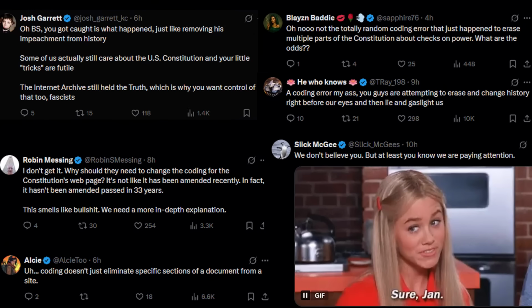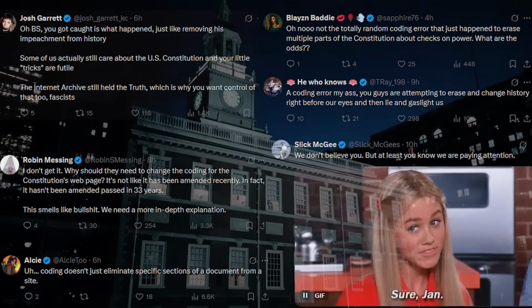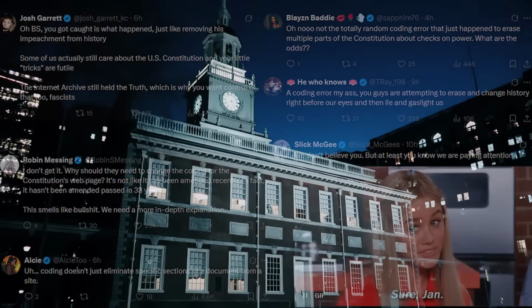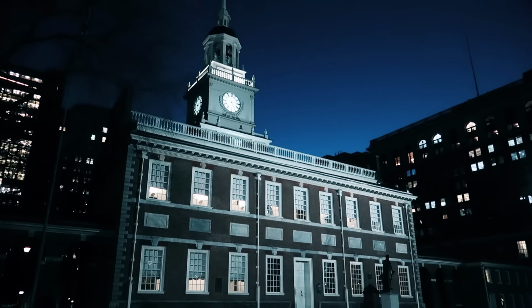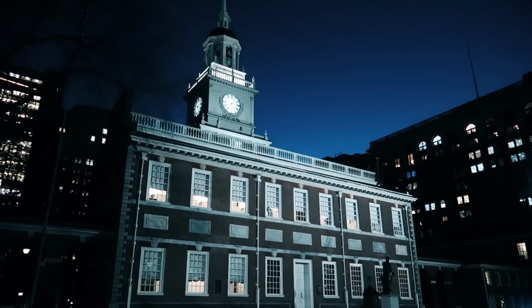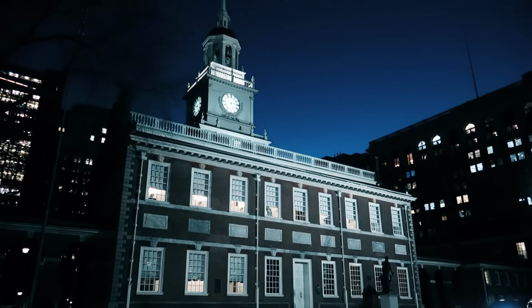What code could have possibly been changed to remove this specific section of the website? Nobody believes you. Show the update history. That's what people want to know. Because no one believes them. There's no coding error that just removes parts of that. Habeas corpus is one of the foundational principles of this country that separates America from places like North Korea. It's not a coding error. They're just deleting parts of the Constitution.